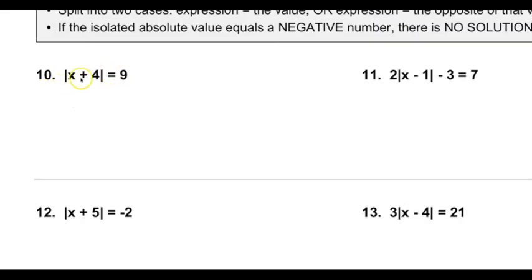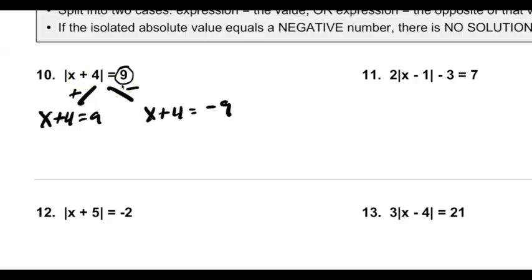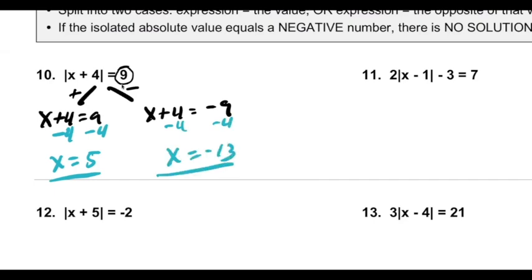It's already isolated by itself, so now we're going to split it. X plus 4 equals 9. You always do one that's exactly the way you see it. Then you do one where you change the sign of the answer, not the absolute value; leave that alone. X plus 4 equals -9. Then you just solve each one. Minus 4, minus 4, x is equal to 5. Or minus 4, minus 4, x is equal to -13. So either one of those two works.